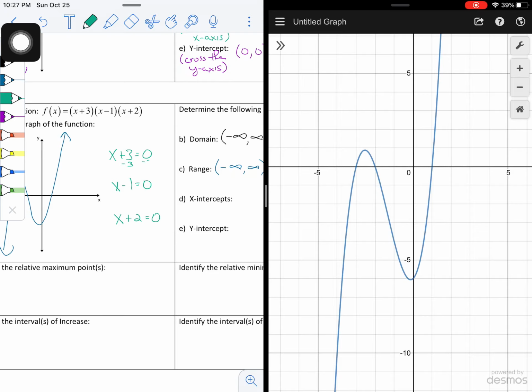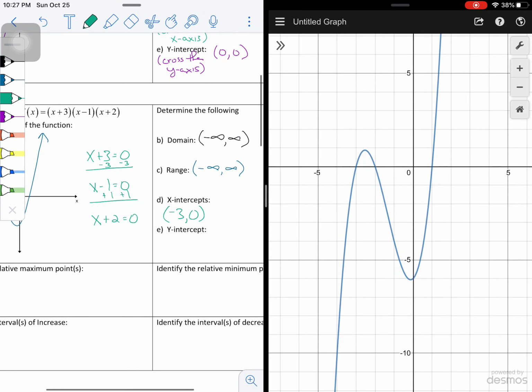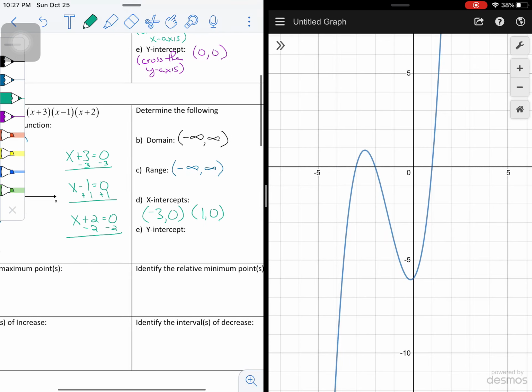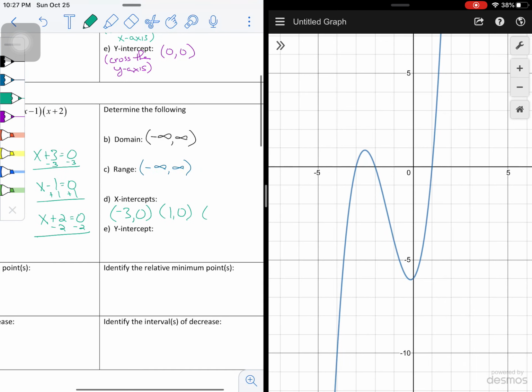So let's see, minus 3, so that's going to get me negative 3. So one of my x-intercepts is going to be negative 3, 0. I don't need a comma there, so let me take that out. If I add 1, I would get positive 1. So I would have 1, 0. And then for my last one here, I'm going to subtract 2. So that would get me negative 2.